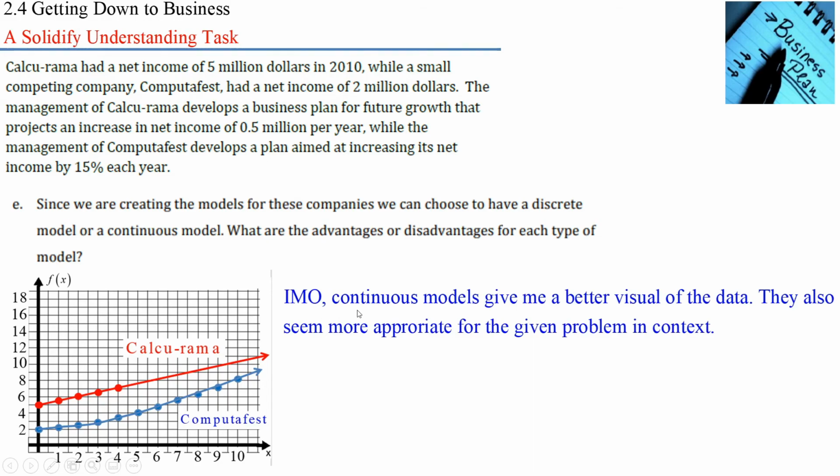In my opinion, continuous models give me a better visual of the data. I can see the linear growth much more clearly with this continuous graph. I can see the exponential growth much more clearly with this continuous graph. And also, if that was discrete, those two companies would have never had the same net income. So I think continuous is much more appropriate for this problem. And what are the advantages and disadvantages? Just the clarity of what I see, the visual.